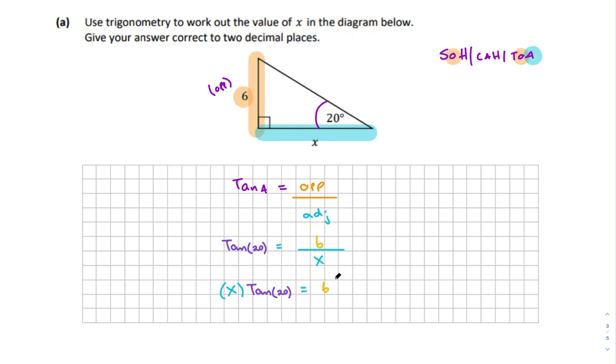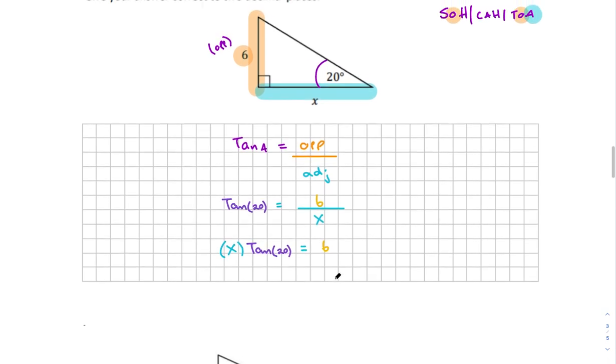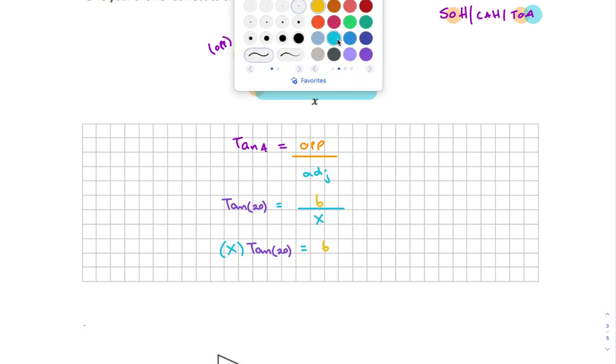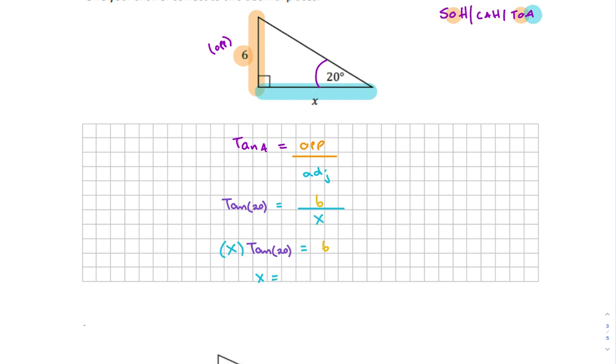This is a place where people make a mistake. They look at x times tan of 20 and get confused as to what has to happen next. If you want to have x on its own, because that's the goal here, x is currently being multiplied by tan of 20. How do I undo multiply? I have to do the opposite, which is divide. So x is equal to 6 divided by tan of 20.